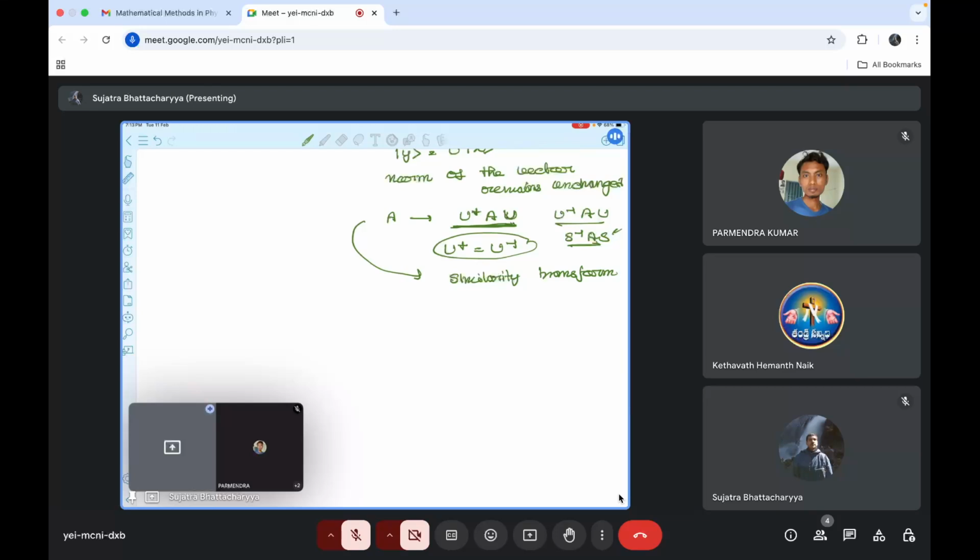Okay, next. As I was saying from the very beginning, and as it is now mentioned in the week 3 content, operators are nothing but matrices.